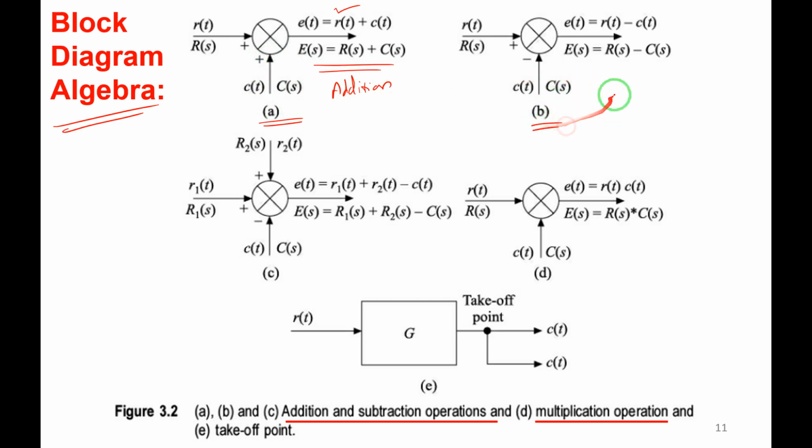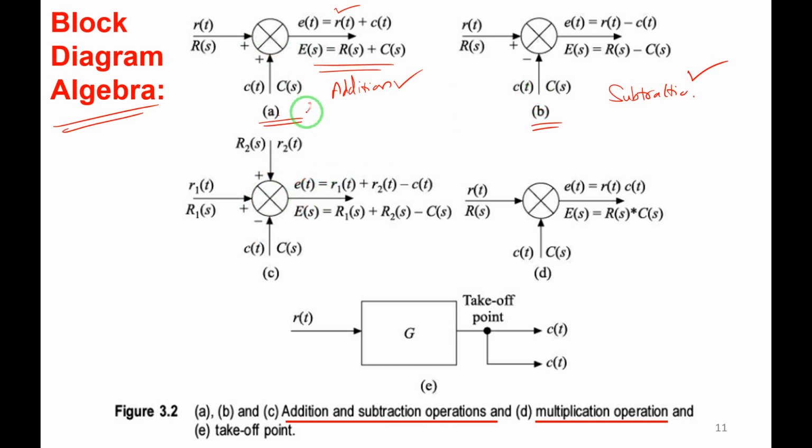Similarly, in figure B, it is subtraction. You can observe here in time domain R of t and C of t, where C of t is subtracted. The minus sign is here. E of t is R of t minus C of t. Similarly, in Laplace domain, E of s equals R of s minus C of s. Addition is over. Subtraction is over. Next, in figure A and figure B, you have seen two signals are added or subtracted.